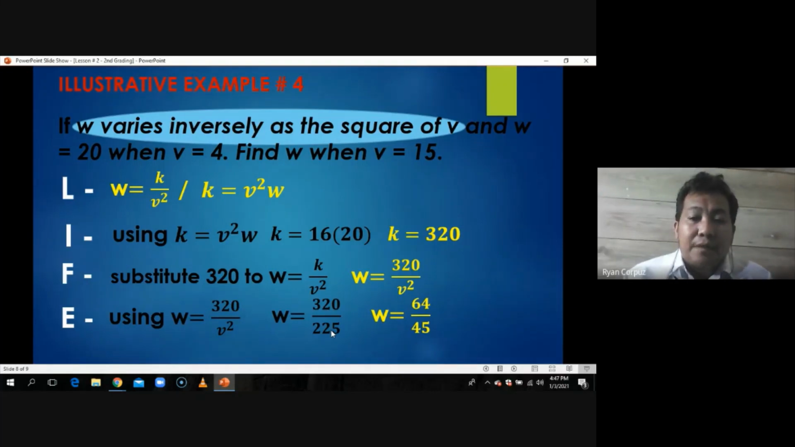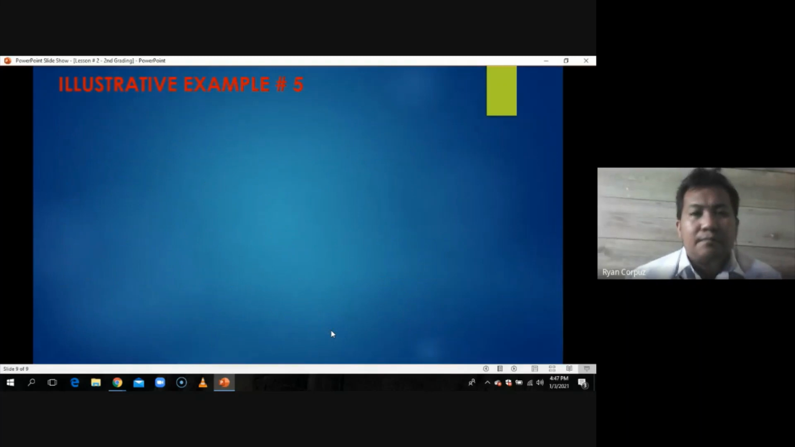So the common factor nila ay 5. So divide natin 320 by 5, tsaka yung 225 by 5. So meron tayong 64 over 45. So that's how we answer example number 4. So let's try one more example para mas malinaw na malinaw. So let's have example number 5 here.